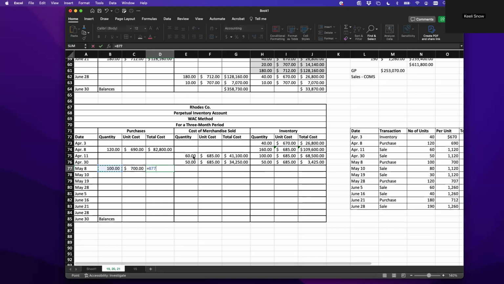And then we're going to do 100 times 700. Sorry, we had 50, we purchased 100 more. So we have 150. Our inventory was 34,250. We purchased $70,000 more of inventory. So 73,425 divided by 150. And something is wrong here. And I think it's this.